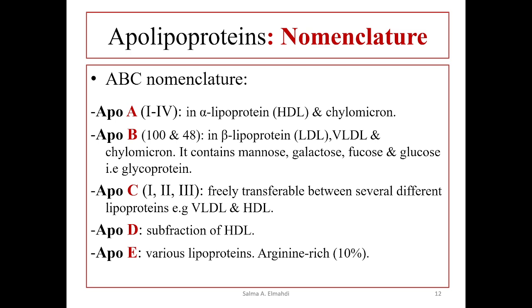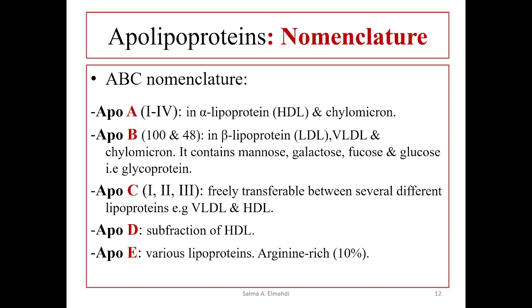It is present mainly in HDL and chylomicron. ApoB, we have two types, ApoB100 and ApoB48, is present in LDL, VLDL, and chylomicrons. It is a glycoprotein because it contains monosaccharides such as mannose, galactose, and glucose. ApoC, present in three forms, C1, C2, and C3, is freely transferable between several different lipoproteins, for example, VLDL and HDL. ApoD is a subfraction of HDL.